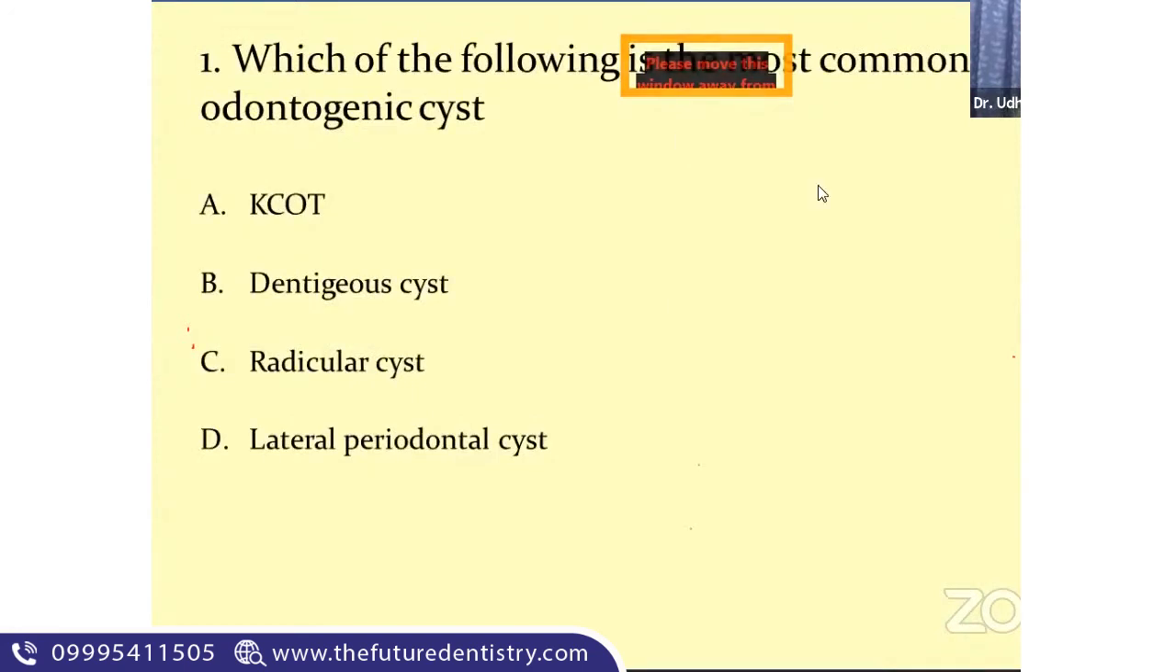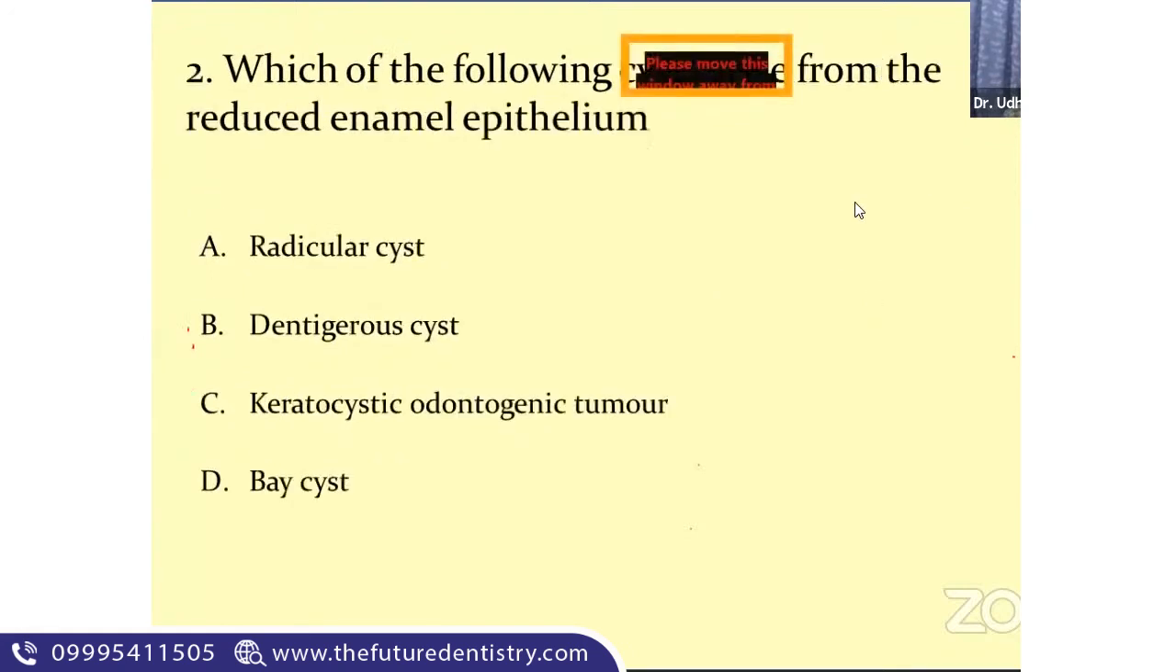Which of the following is the most common odontogenic cyst? Easy. Very easy questions. I just want to warm you up into oral pathology. Let's not go hard directly. Okay, good. It's radicular cyst. Radicular cyst is correct. Good. Which of the following develops from the reduced enamel epithelium? Reduced enamel epithelium is dentigerous cyst.